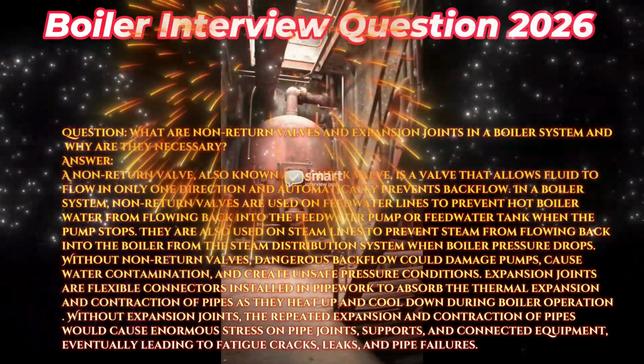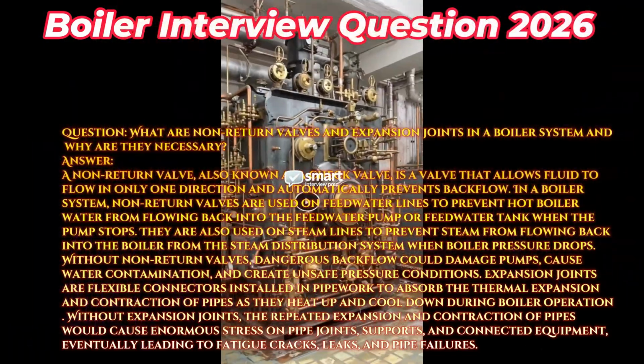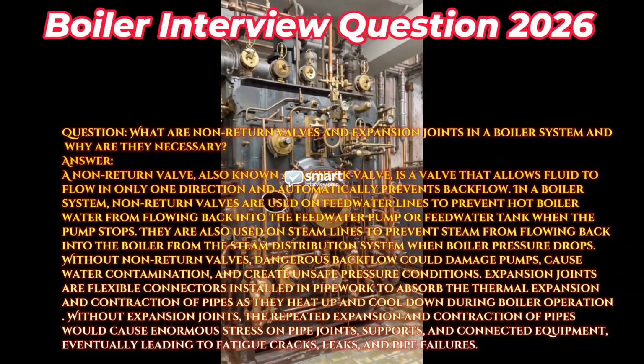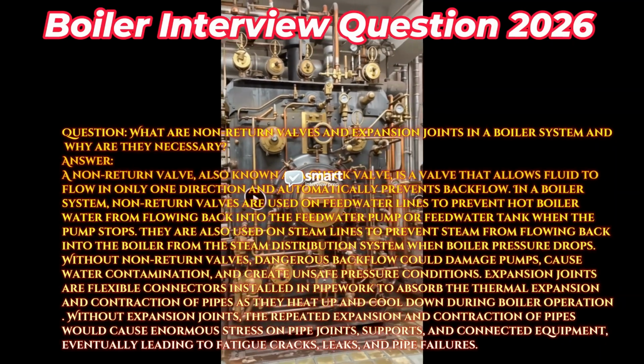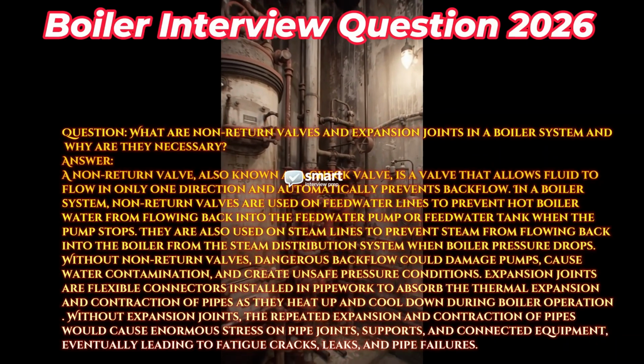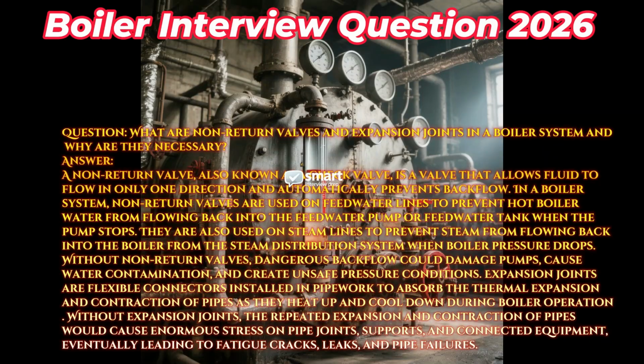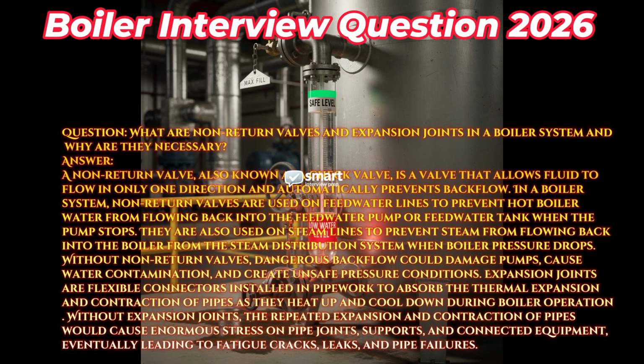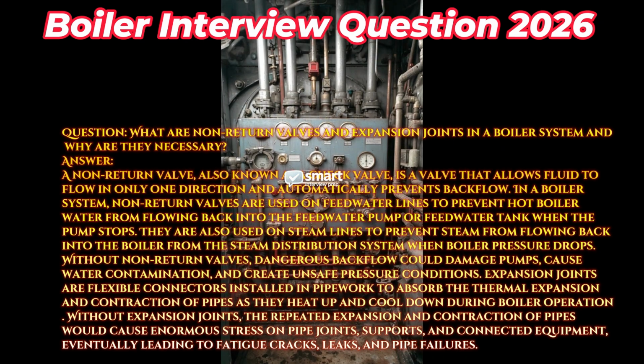Expansion joints are flexible connectors installed in pipework to absorb the thermal expansion and contraction of pipes as they heat up and cool down during boiler operation. Without expansion joints, the repeated expansion and contraction of pipes would cause enormous stress on pipe joints, supports, and connected equipment, eventually leading to fatigue cracks, leaks, and pipe failures.